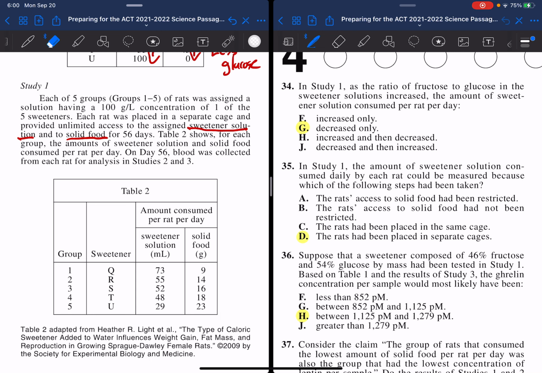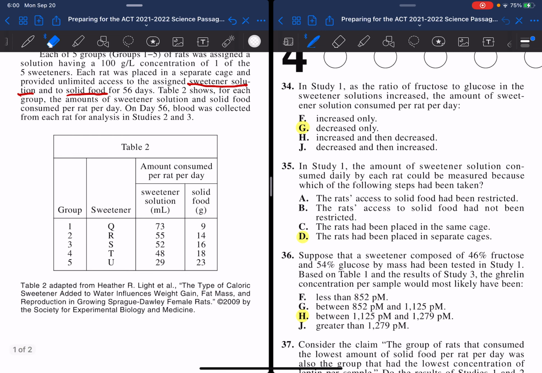So table 2 shows for each group the amount of sweetener and the amount of solid food consumed by the rat each day. What we see is, as we go down the group, QRSTU, we see 2 patterns. We see less sweetener, and we see more food. That's the pattern that we see.